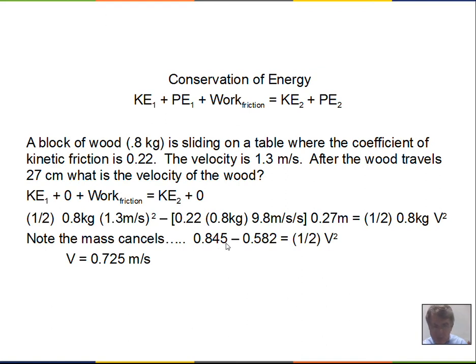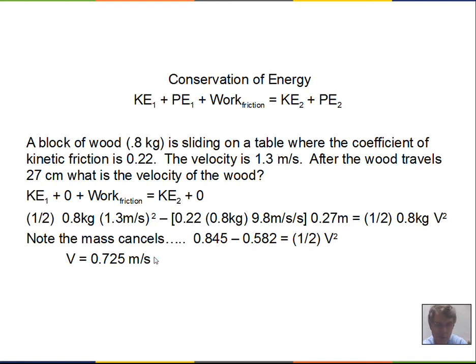Now this is not joules, because I don't have the 0.8 kilograms as part of the calculation. It's just a number with consistent units. We're in the standard metric system. So 0.845 for the first term. You ought to verify that. The term involving friction, 0.582, equals 1/2 v squared. Again, the m is canceled everywhere. And I found 0.725 meters per second.